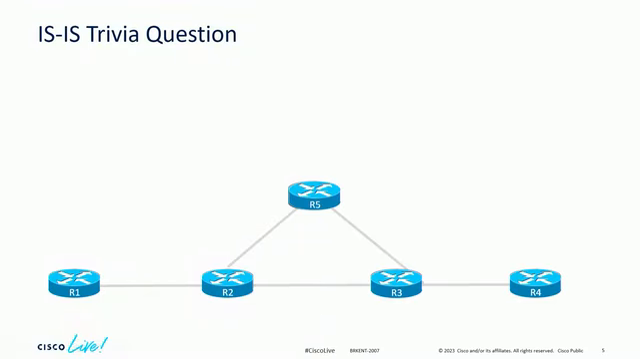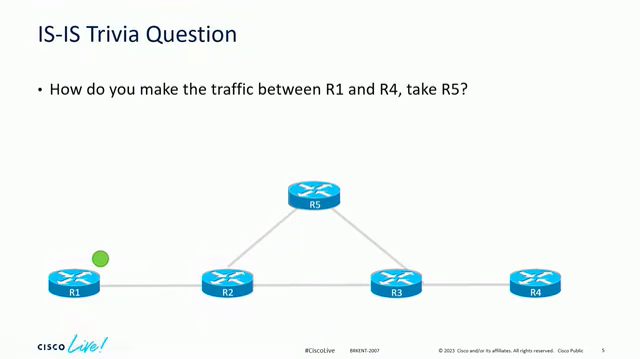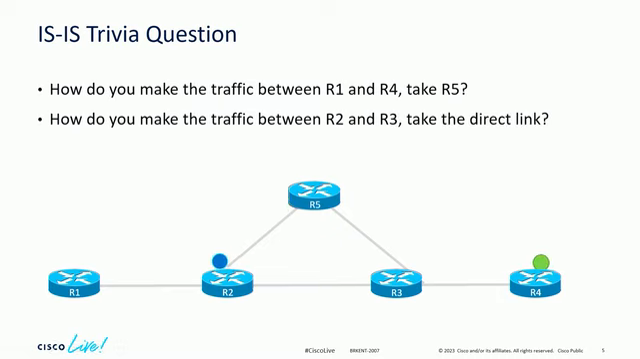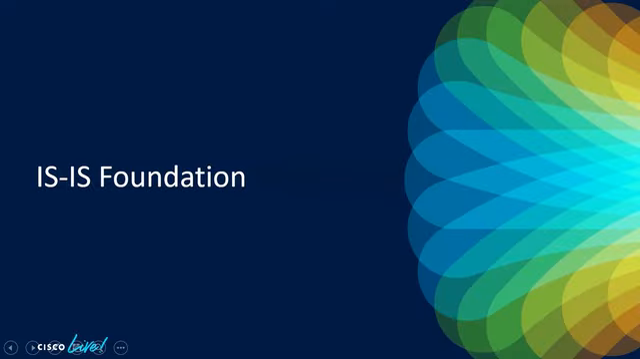I like to start things off with a trivia question. We have a packet that's going from R1 to R4. The question is how do we get the packet to flow across R5 while still allowing R2 to send directly to R3 from the loopbacks? This is a little bit of a trivia question. Anybody think they might know the answer to start off with right now? Okay, hopefully at the end of the session you'll have a little bit more information to understand how this works.